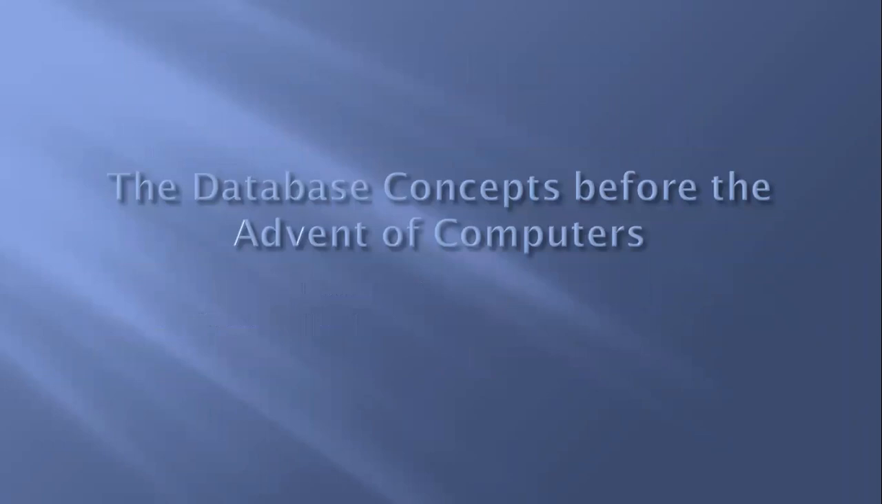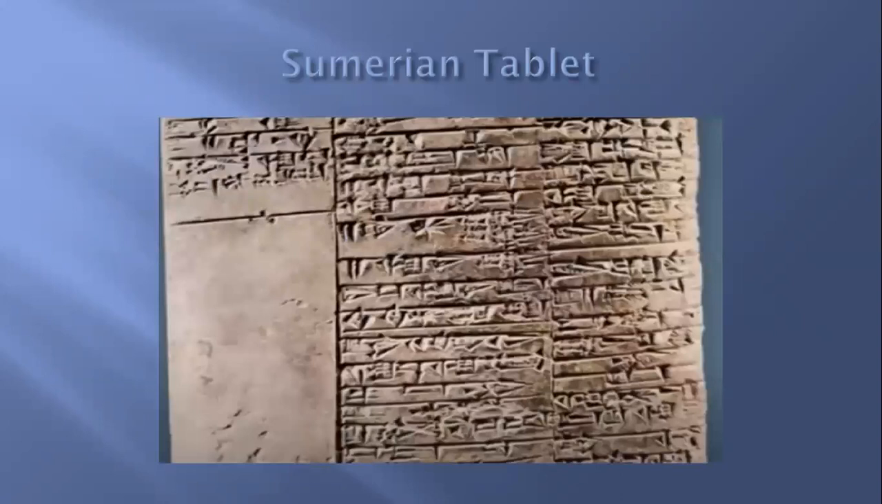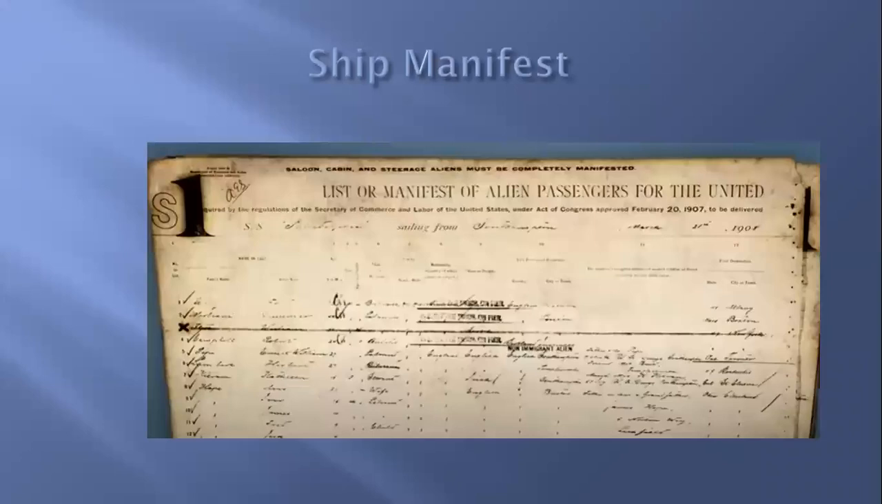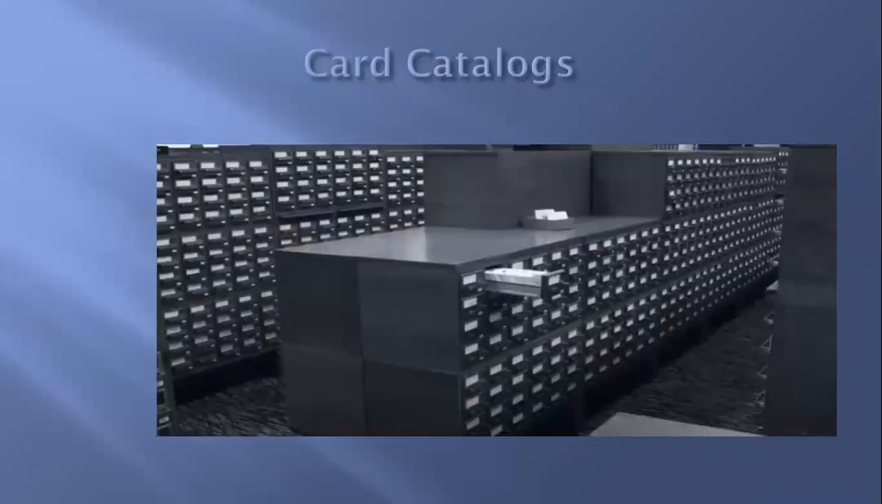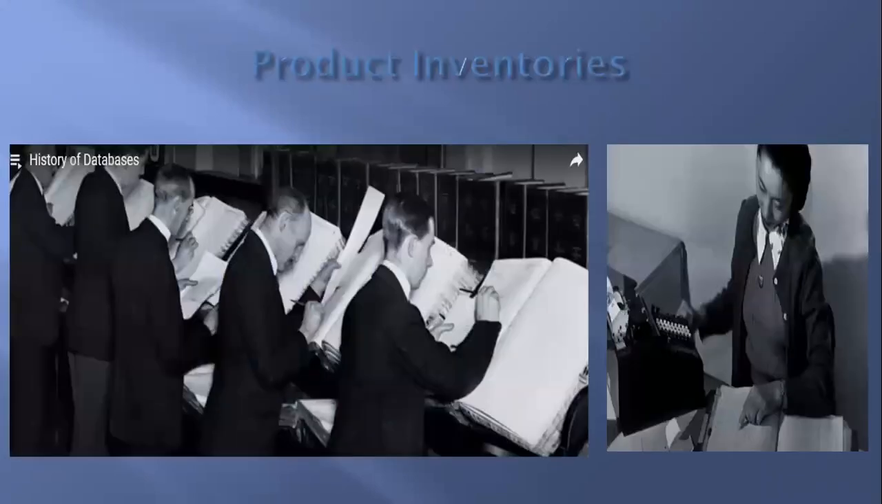Our lives are flooded with all kinds of information. Thanks to computer databases, we interact with information easily and seamlessly on a daily basis. Human beings began to store information very long ago, before the advent of computers. This Sumerian tablet is an index of medical prescriptions. This ship manifest, card catalogs, and product inventories were different ways to organize and store data manually.